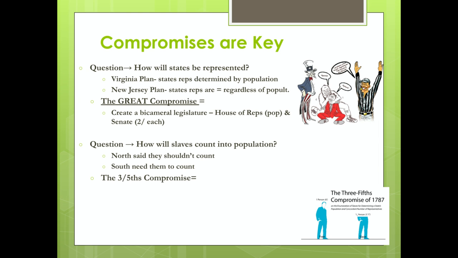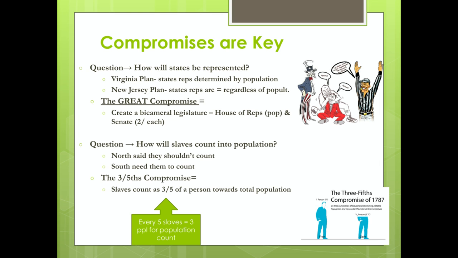And what the Three-Fifths Compromise says is that for every 5 slaves, it would count as 3 people. So slaves count as 3/5 of a person towards their total population. So again, every 5 slaves equals 3 people for population count. That was the Three-Fifths Compromise, and that was done in 1787.